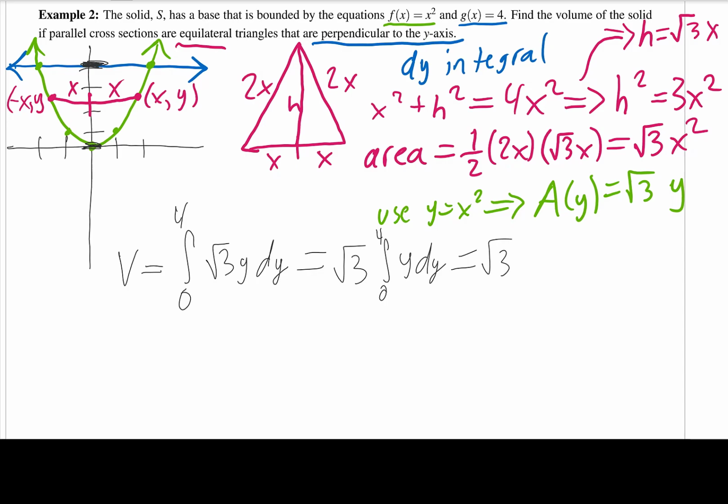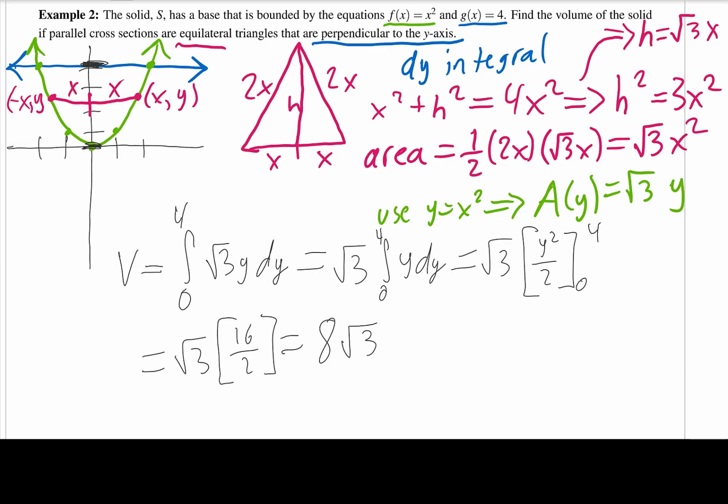So this is square root 3 times y squared over 2, evaluated from 0 to 4. Which will give us square root 3 times 4 squared, which is 16 over 2. So this is 8 times square root 3 for our volume.